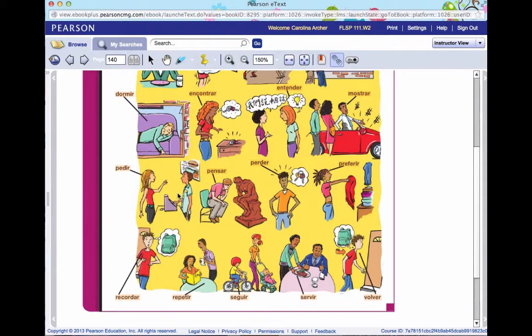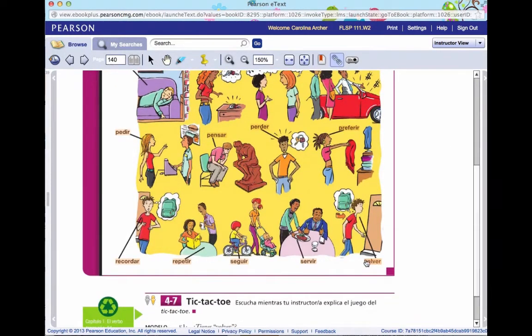Pedir, to ask for. Pensar, to think. Perder, to lose. Preferir, to prefer. Volver, to come back or to return. Servir, to serve. Seguir, to follow. Repetir, to repeat. And recordar, to remember.